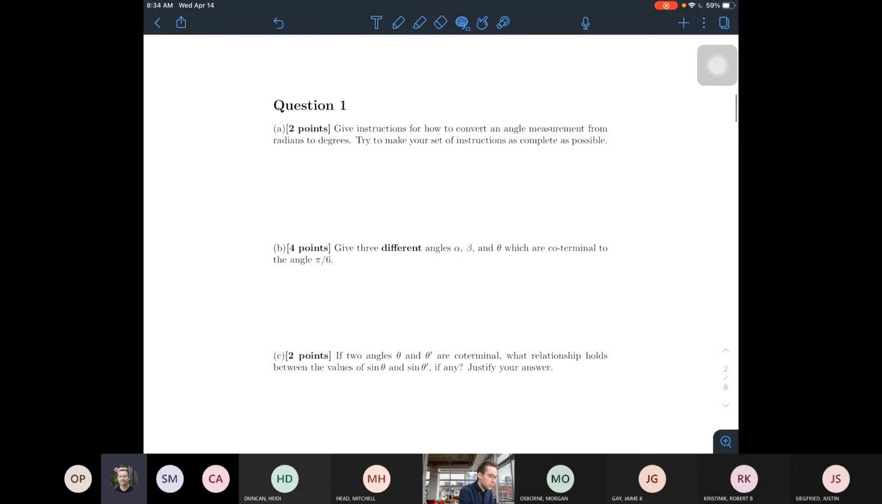We had instructions for how to convert an angle measurement from radians to degrees. So we want to go from something like 2 pi radians to 360 degrees, or something like pi radians to 180 degrees, right? And what we want to know is, what are the instructions on how to convert?